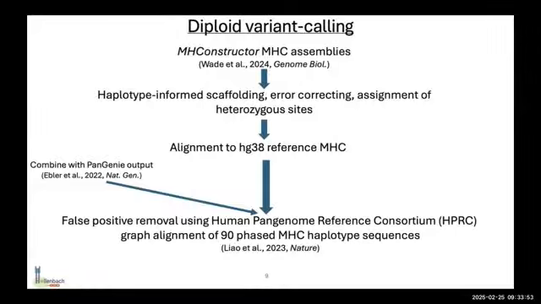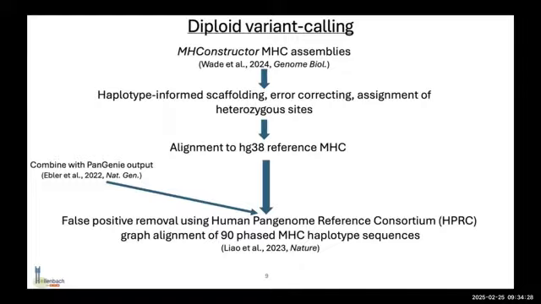Again, this is not an alignment-based approach, but once the de novo assemblies have been formed in a reference-free manner, we then have to convert it back to a single scale so that we can compare consistently across populations. And so I used the HG38 reference MHC for that purpose. To add an additional level of trying to get as much information out as we can, I also used PanGenie, which is a graph-based variant caller, to incorporate with our de novo assembly output as well.